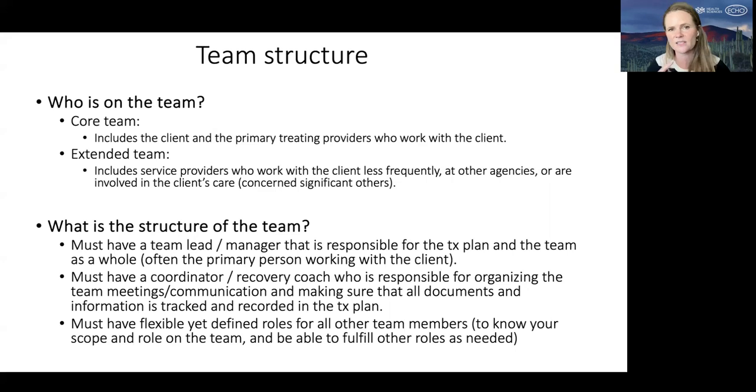And then beyond that, there's a constellation of providers and of social support figures that comprise the extended team. So that includes service providers who do work with the patient, but not necessarily on a very regular basis. So an example that I think of often here is a dentist.